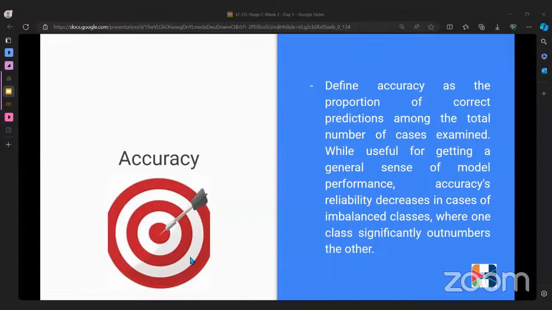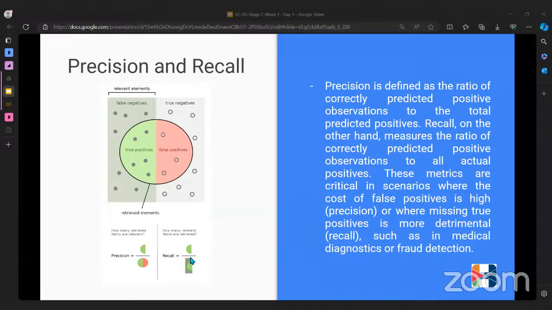All right. The next one we have is precision and recall. Precision measures the accuracy of the positive predictions made by the model. So this is how many were predicted correctly as positive. It answers the question: of all the instances labeled as positive, how many are actually positive? That's what precision answers. So precision is particularly important in situations where the cost of a false positive is high.